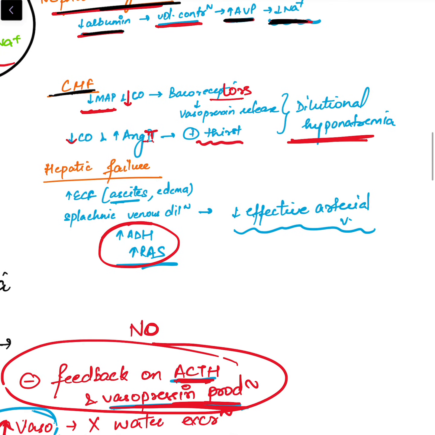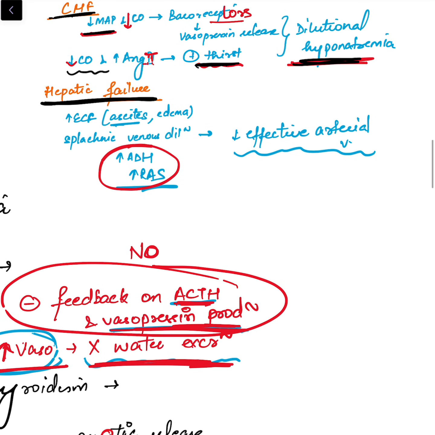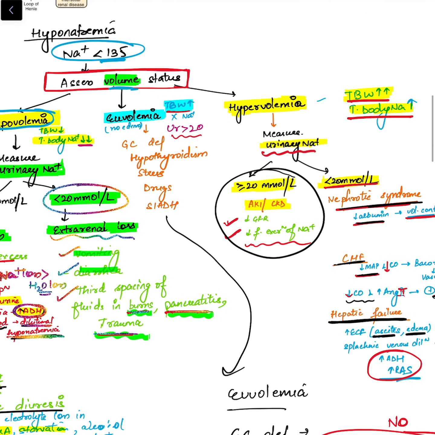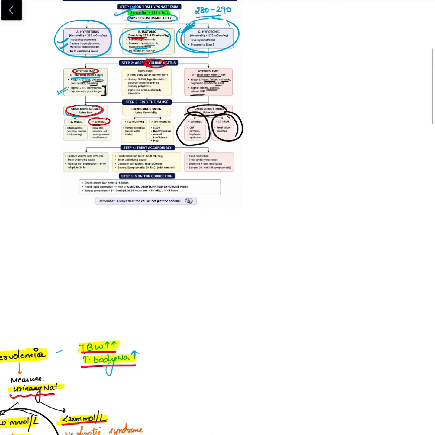CHF: how does congestive heart failure cause it? Because of the decrease in mean arterial pressure, the baroreceptor will be activated, activating ADH release, causing dilutional hyponatremia. Also, decreased cardiac output stimulates the thirst mechanism. Hepatic failure increases ascites, and because of the ascites and edema, there is splanchnic vasodilation, which will decrease effective arterial volume, the RAS mechanism is activated, and ADH is released. So these are the causes of hypervolemia.